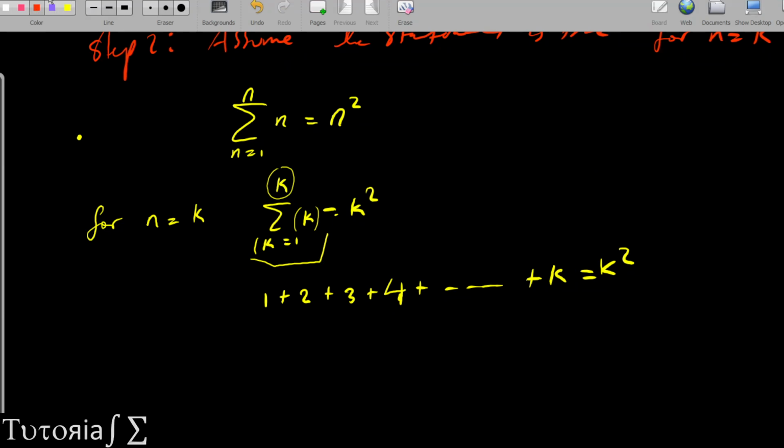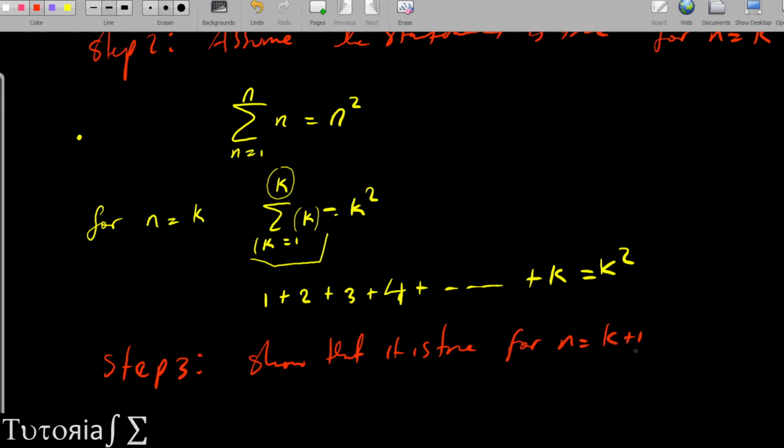In step 2 there isn't much work, you're just replacing n with k. So basically that is what you're doing. You just assume that the statement is true for n equals k because you've just replaced n with k. So step 3, show that it is true for n equals k plus 1.